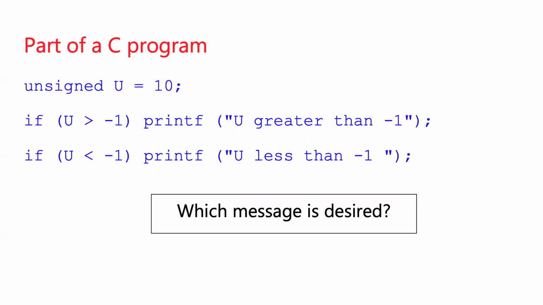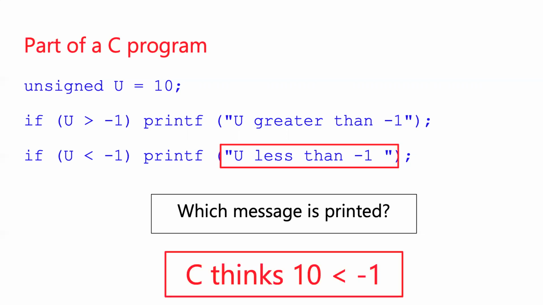Well, since u is 10, it seems like it should be bigger than -1. So I'd say that first output is what I would expect. But in C, if you think about it, here's the output you're going to get. And the reason, I'll give you a moment to think about it if you want to. Why is this going to happen? Well, you could say it's because C thinks 10 is less than -1, but it's really because C simplifies what's going on in the underlying machine. And by that, I mean when it has an expression of mixed type.